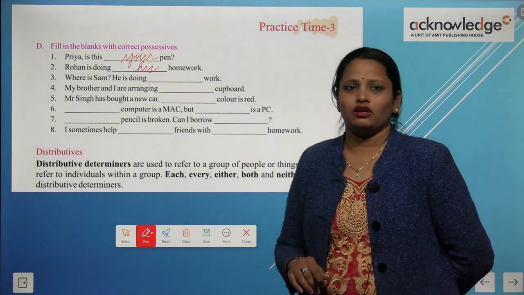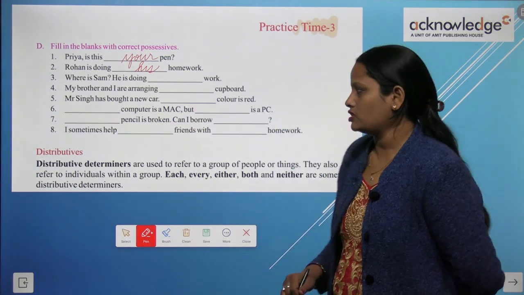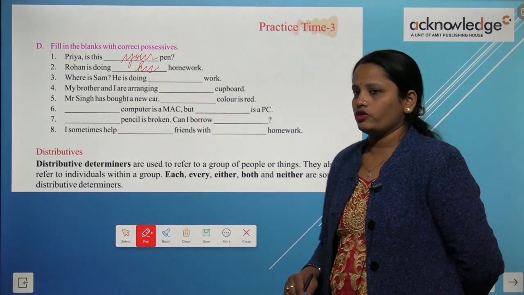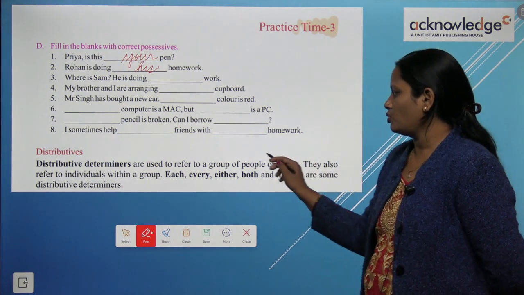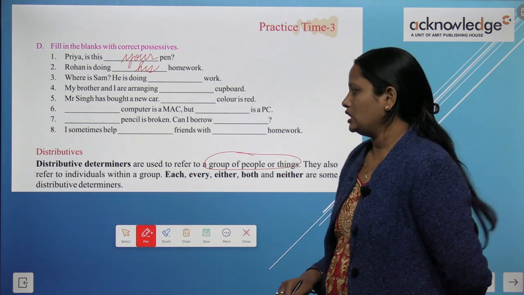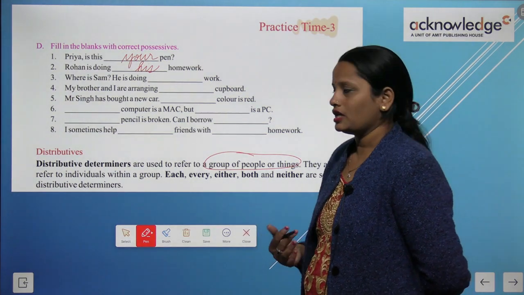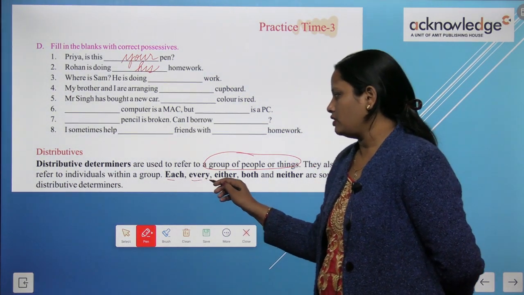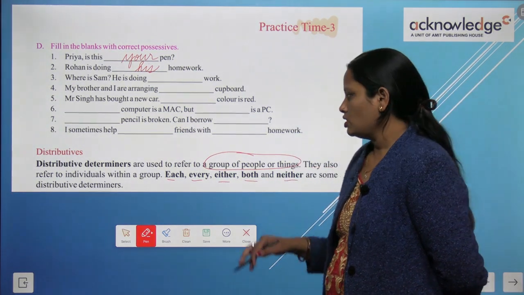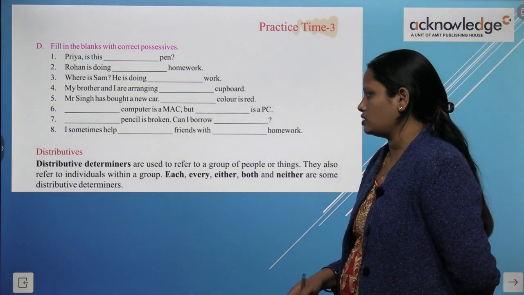Now like this children, you have to complete the rest of the exercise. Now the next is distributives. Distributives क्या होते हैं? So distributive determiners are used to refer to a group of people or things. So एक group of people या फिर thing के बारे में बताते हैं. They also refer to individuals within a group. So किसी individual के बारे में बताते हैं जो group के अंदर है. Each, every, either, both and neither are some distributive determinants. So यहाँ पे जो कुछ determinants लिखे हैं, these are the distributive determinants.